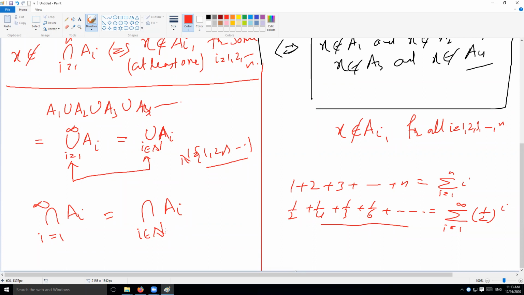Understand? Yes, sir. So this is another way to say it. Whenever I'm writing a set in the index, what I'm saying is that as many elements as are in this set, I'm taking their intersection.